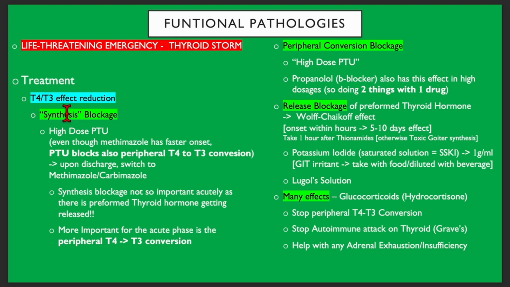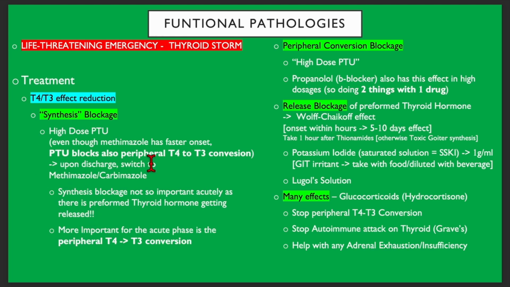Why did I put here the quotation marks, like "synthesis blockage"? It's because we don't care so much for the synthesis blockage at the moment, because we said that synthesis is going to take many weeks to have an effect. So we will not use the thionamides this time. We're going to use the PTU. Why? Because the PTU also blocks the peripheral T4 to T3 conversion. So the synthesis is not important at the moment. What is important is the peripheral thyroid conversion. So that's why we use PTU and we don't use methimazole at this stage.